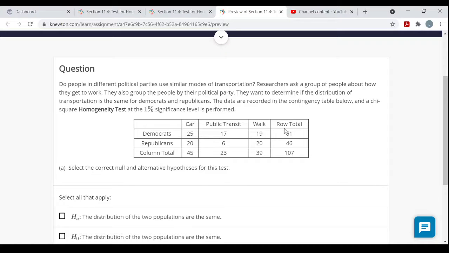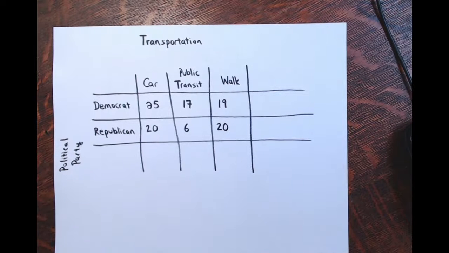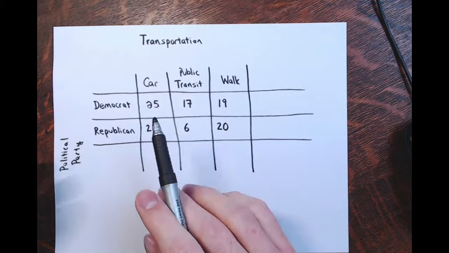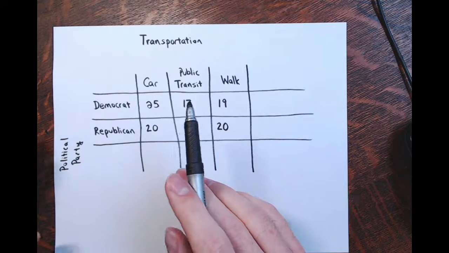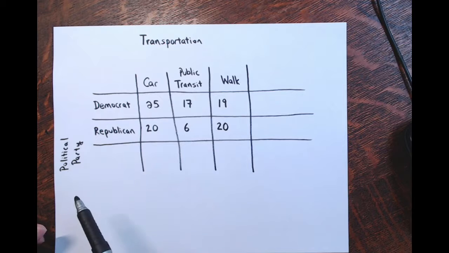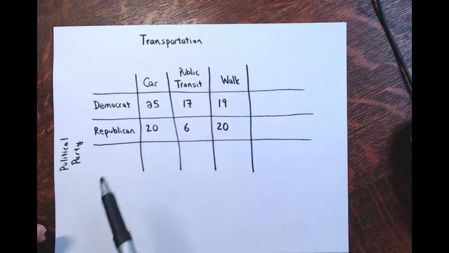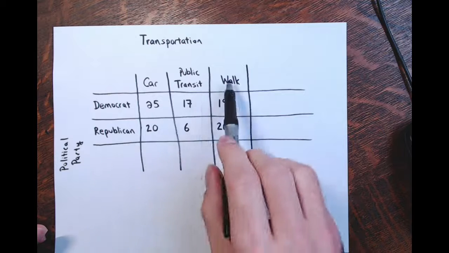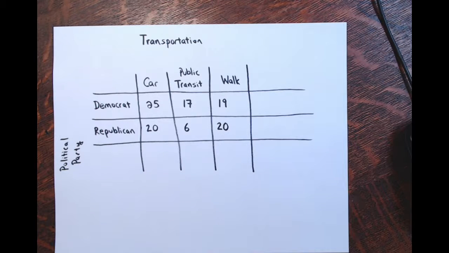Alright, so I'm going to write out this table again. Now again, I'm going to put the totals separate. Remember the main table, the actual data, are these 2 rows for the Democrats and Republicans and the 3 columns for the cars, public transit, and walking. Here's the table that was given to us without the totals right now. This is just telling me that of these politicians surveyed, 25 Democrats take a car to work, 17 Democrats took public transit, 19 Democrats walked to work, and then 20 Republicans took a car, 6 Republicans took public transit, 20 Republicans walked. And then you have your totals on the outside.